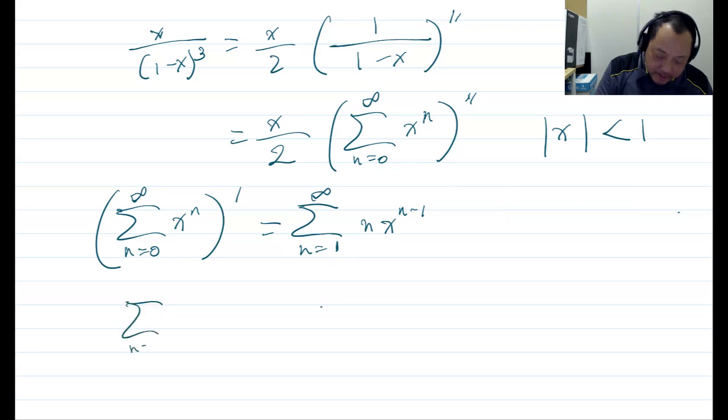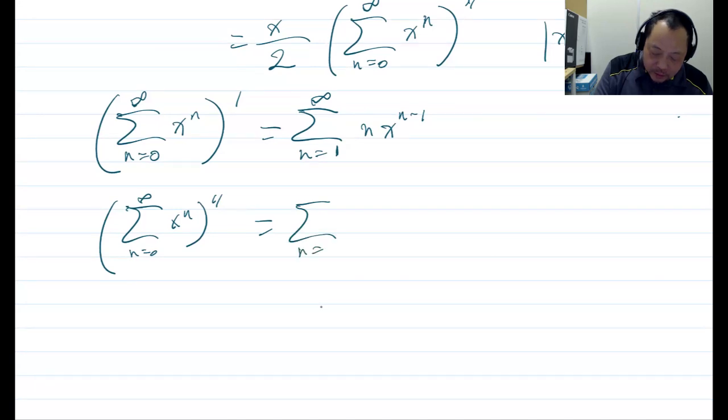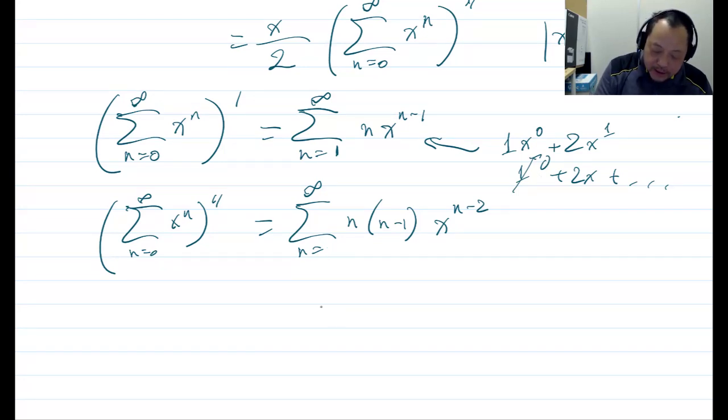I differentiate again. I differentiate this, sum n equals 1 to infinity of n times n minus 1 times x to the n minus 2. And again, I look at this. What were the terms? When n equals 1, I have 1 times x to the 0, which is just 1, plus 2 times x to the first, which is plus 2x, plus etc. So when I differentiate, this is just gone. So I don't have the term n equals 1 anymore. My series starts at n equals 2.